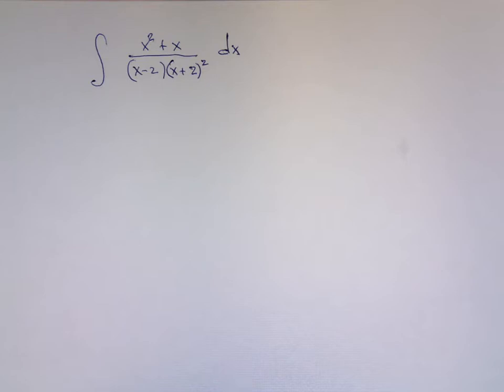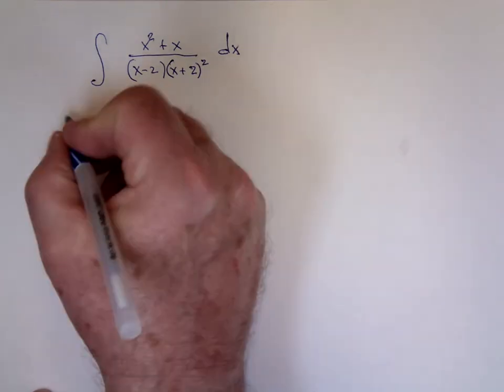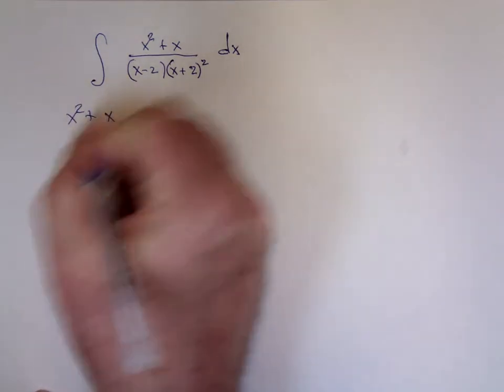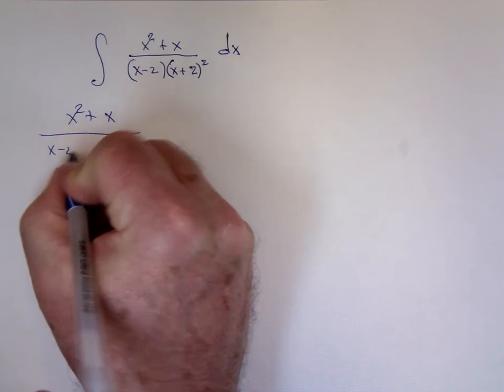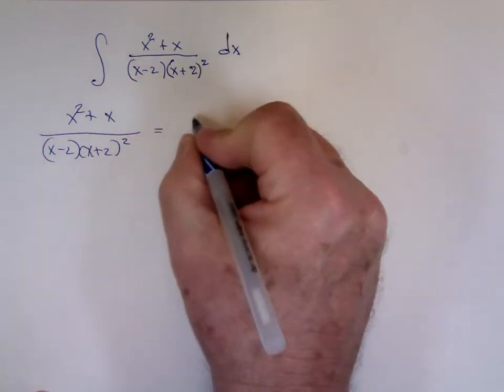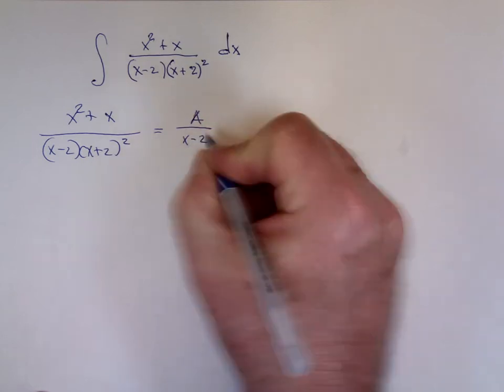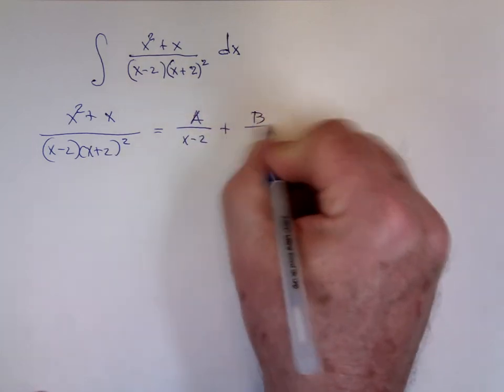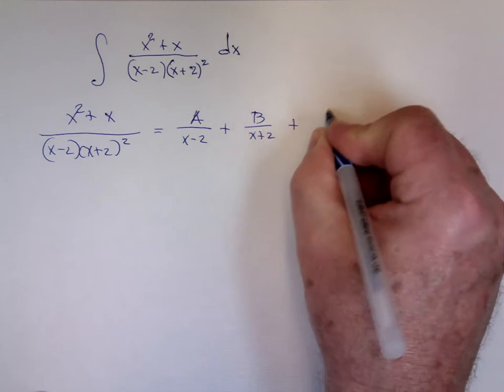Okay? So you ready? Vitaly, you got this? Yeah. All right, here we go. Let's do it. So I'm going to take x squared plus x over x minus 2, x plus 2 squared. And I'm going to have an A over x minus 2. I'm going to have a B over x plus 2. And I'm going to have a C over x plus 2 squared. Okay?